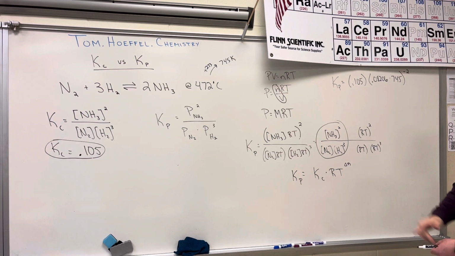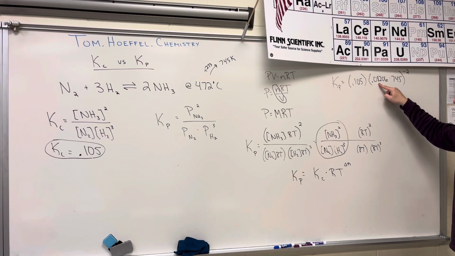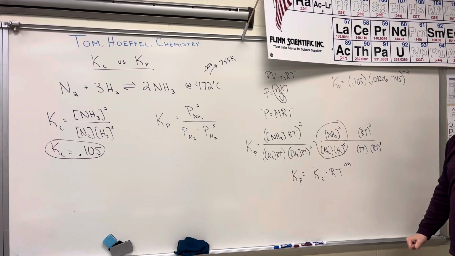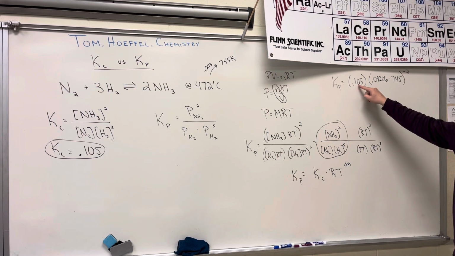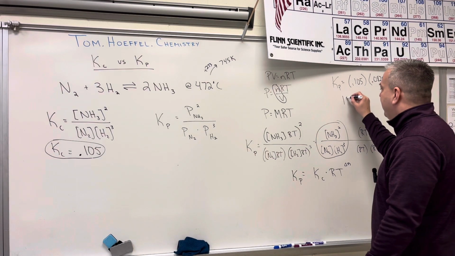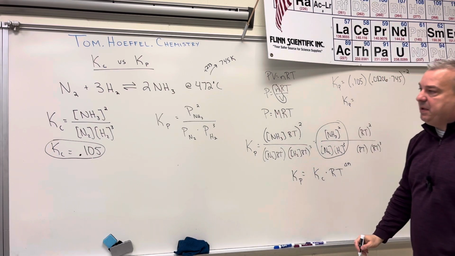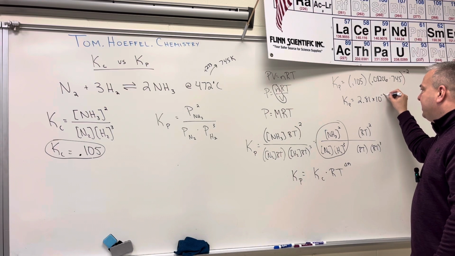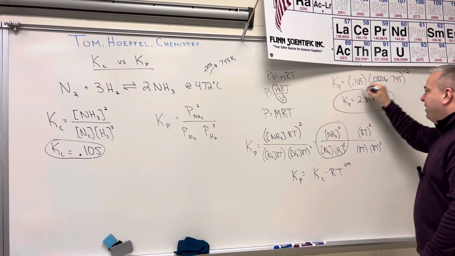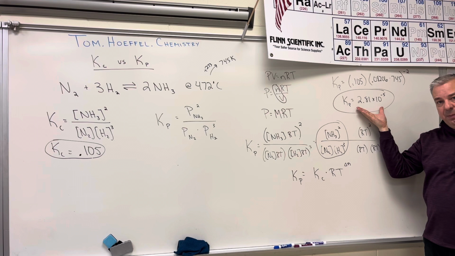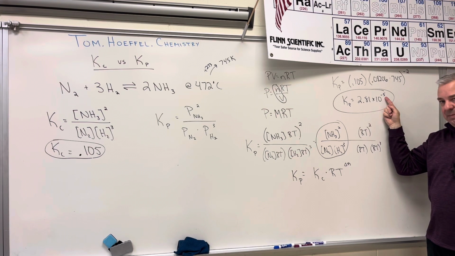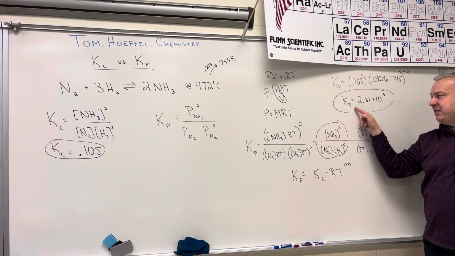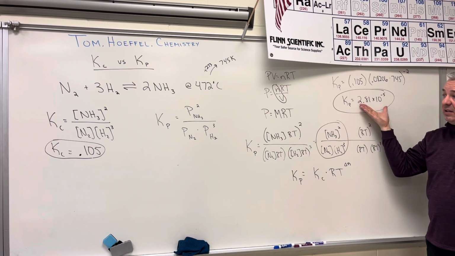So in your calculators, go ahead and take 0.08206 times 745 and take that to the negative 2 power, and then multiply it by 0.105, and you're going to find out that your K sub P value comes out to be 2.81 times 10 to the negative 5th. And my question to you, is that a small number? Heck yeah, it is. Anything times 10 to the negative 5 would be a pretty small number because we would move this decimal place over 5 times to the left.